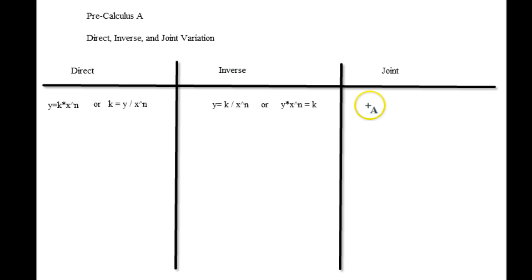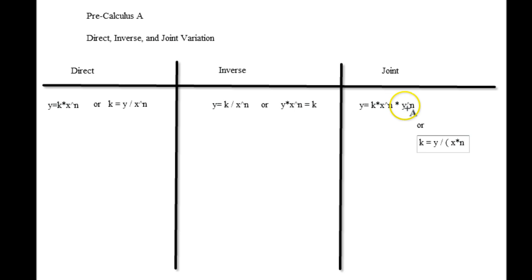Now, joint variation is the new part, because you can combine two of them. So it'd be y equals k times x to the n times y to the n, or some variation thereof. Or you could have the variation be k equals y divided by x to the n.